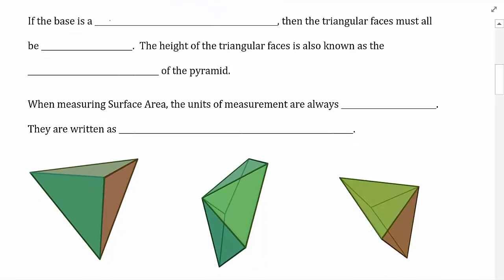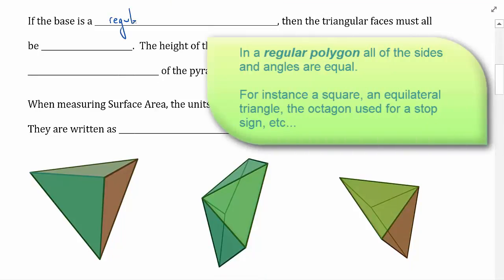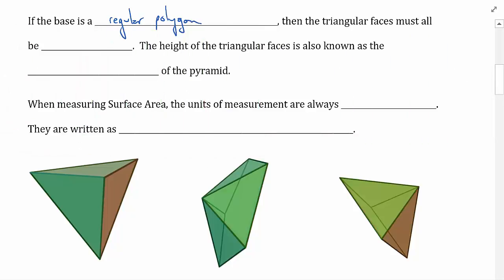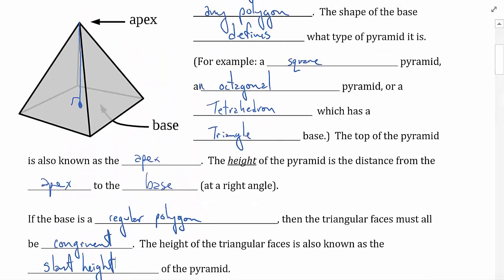If the base is a regular polygon, then all of the triangular faces must be congruent, or identical. The height of the triangular faces is also known as the slant height of that face, or if it's regular, then it's the slant height of the pyramid. Let's go back up to our diagram for a second. Since this is a square base, the slant height would be this length here as seen on that face.